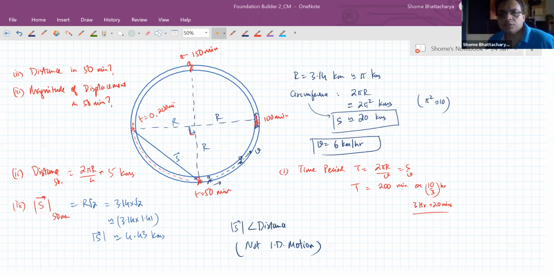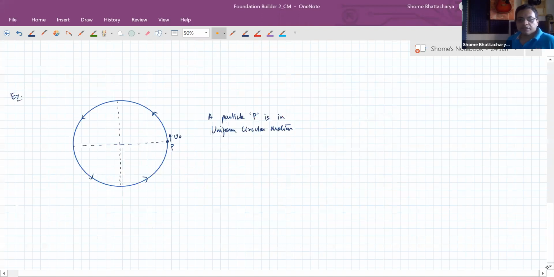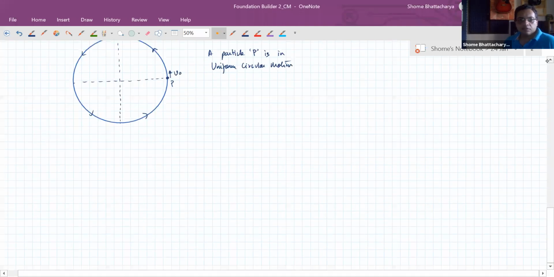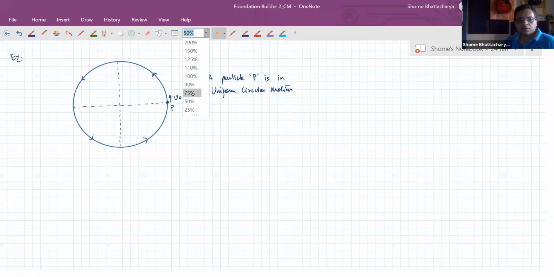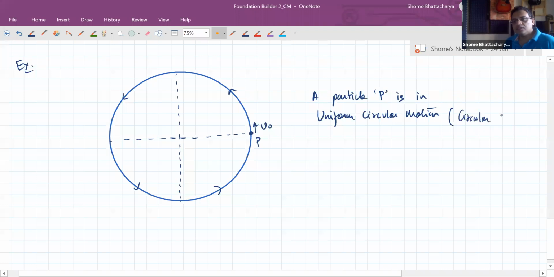Okay, people, let's come to our second question. Yeah, Harsh, you got it now, understood? Okay. A chord that subtends 90 degrees, so okay. Now let's come to the second question. Very similar situation, only some new things we will calculate here. So this time this particle is in uniform circular motion. What does uniform circular motion mean? It is in circular motion at constant or uniform speed.